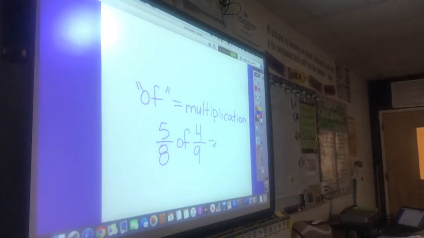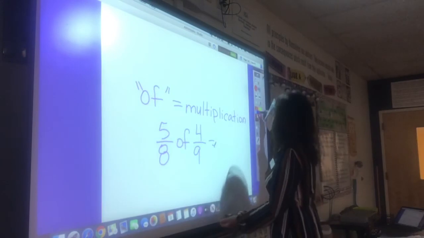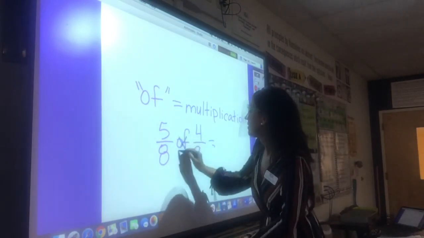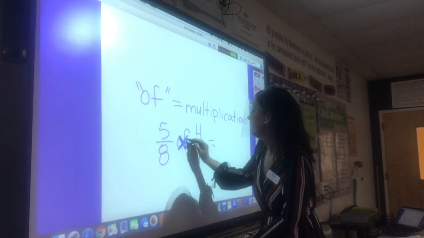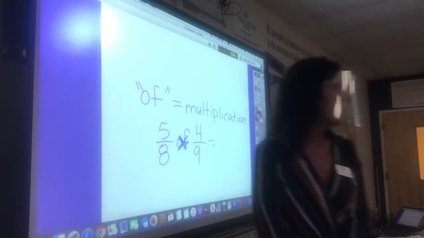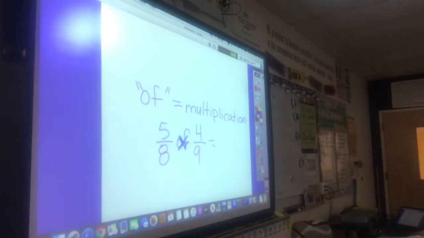Okay, so that just means multiply. Of is just another way of multiplying. So you could actually just do this if you wanted to. If you're working this problem, just do this. That's really a multiplication, and then we work it like normal. Okay, of just means multiply in math.